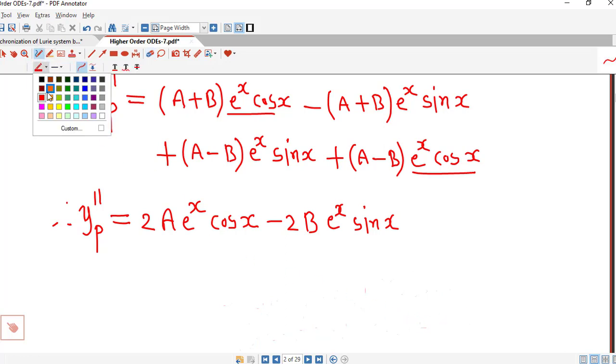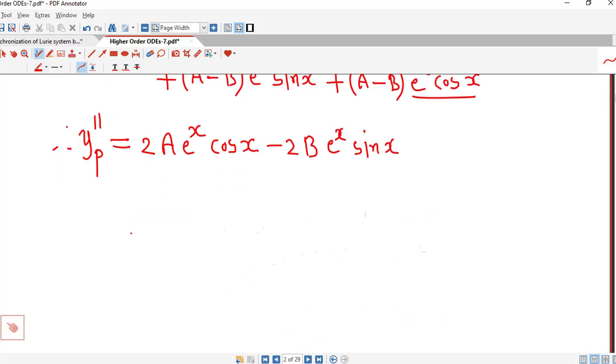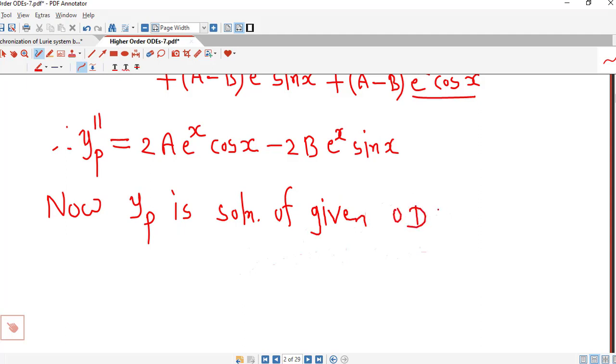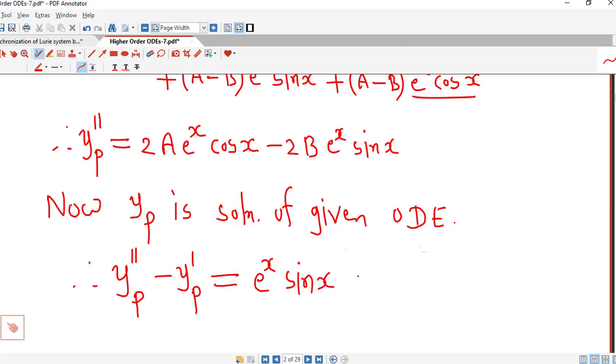Now we know that y p is a solution of the given equation, so y p will satisfy the given equation. Now y p is a solution of the given ordinary differential equation. Therefore the given equation is y double dash minus y dash equal to e raised to x into sin x. Let me check again.